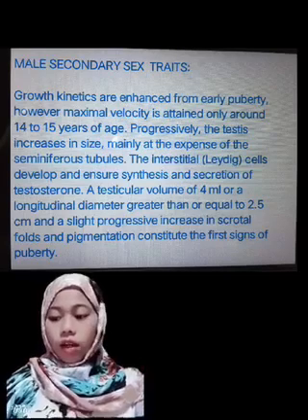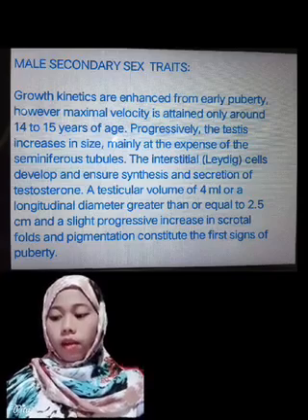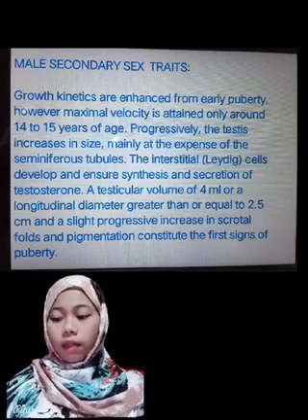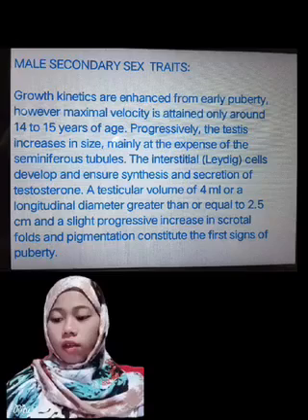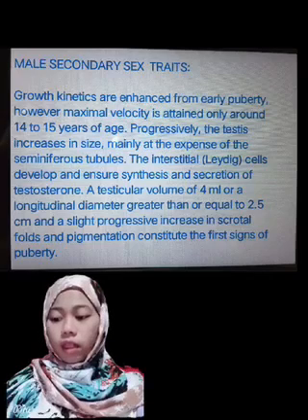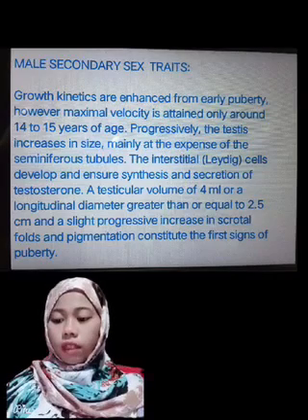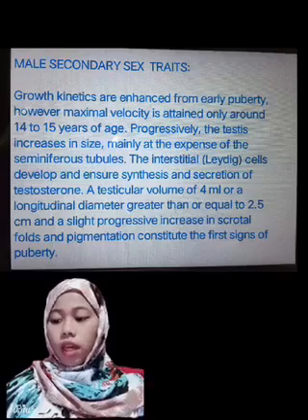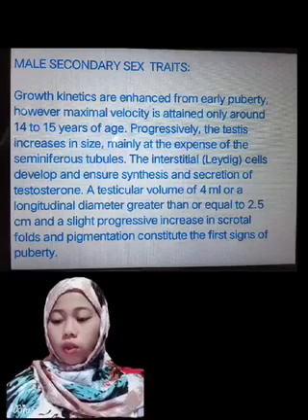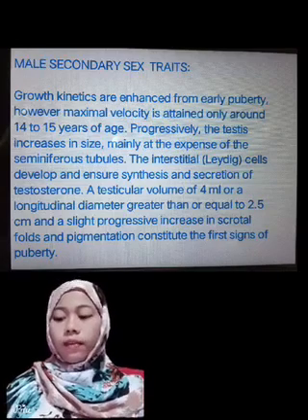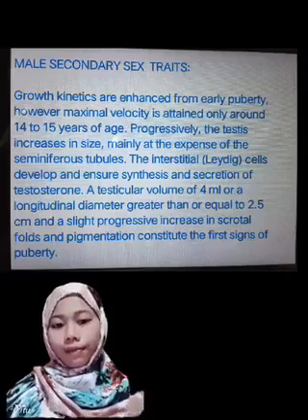A testicular volume of 4 ml or a longitudinal diameter greater than or equal to 2.5 cm, and a slight progressive increase in scrotal folds and pigmentation, constitute the first signs of puberty.